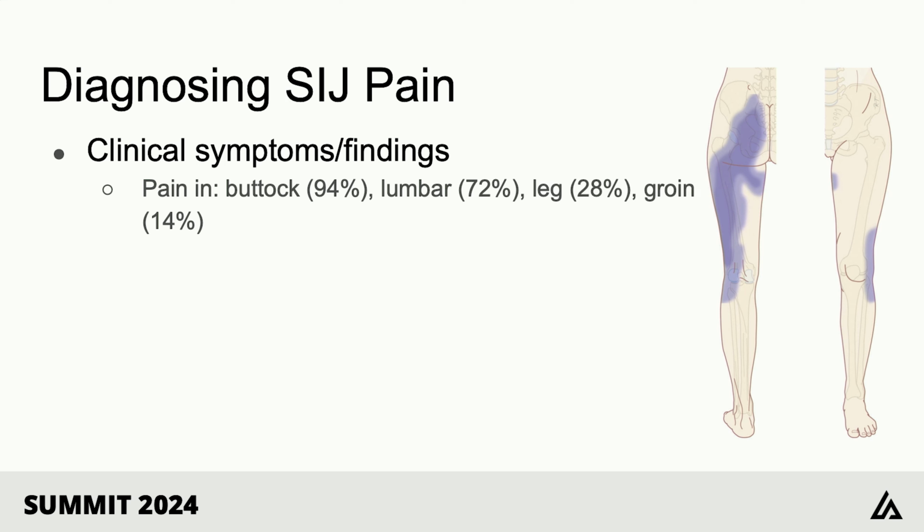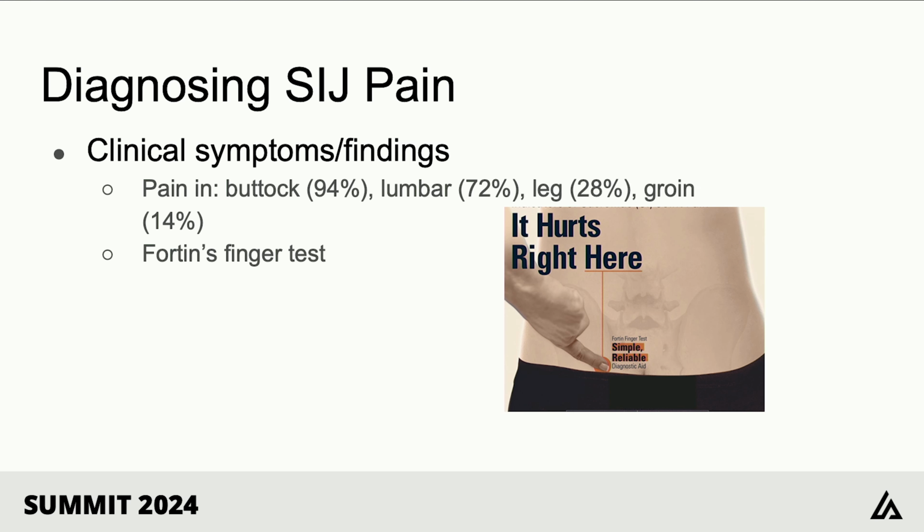So if you have someone come in with those symptoms, you start thinking, what kind of exam should I do in order to define if this is the SI joint or not? And there are a lot of different tests. I'm going to list a few of them, but there are a lot more than even these. The easiest one is Fortin's finger test. You say, where does it hurt? They point right over the SI joint, positive. That's the simplest test you could do.